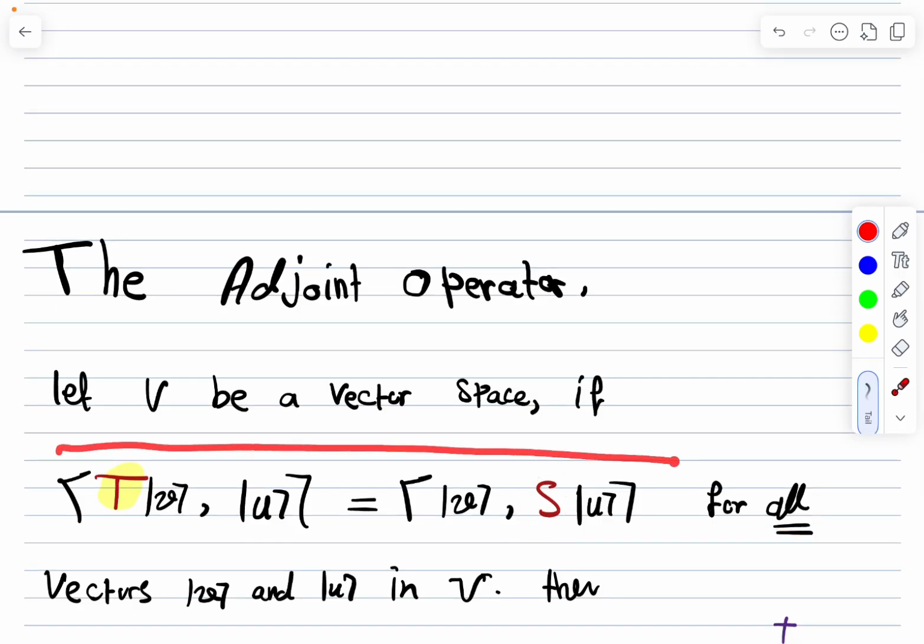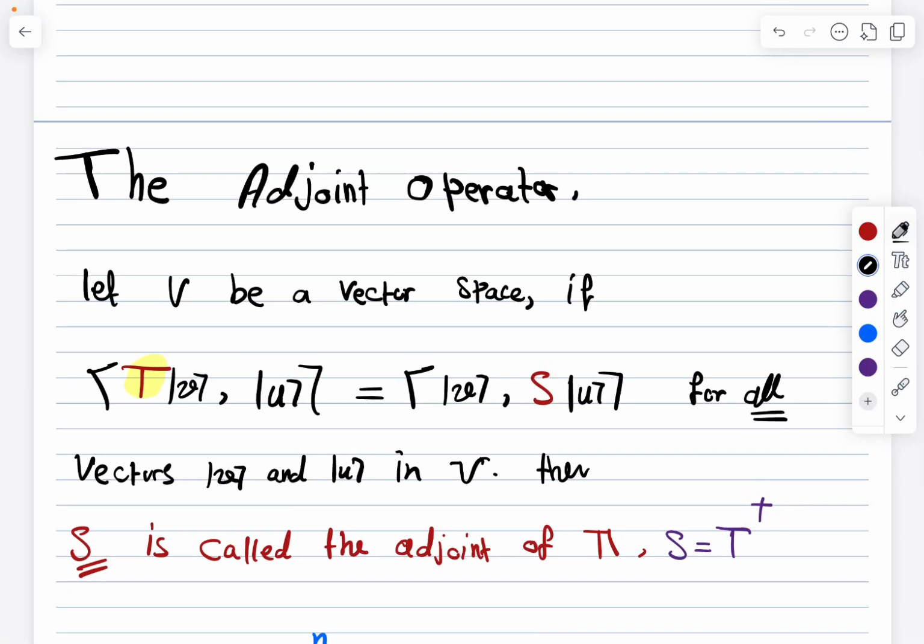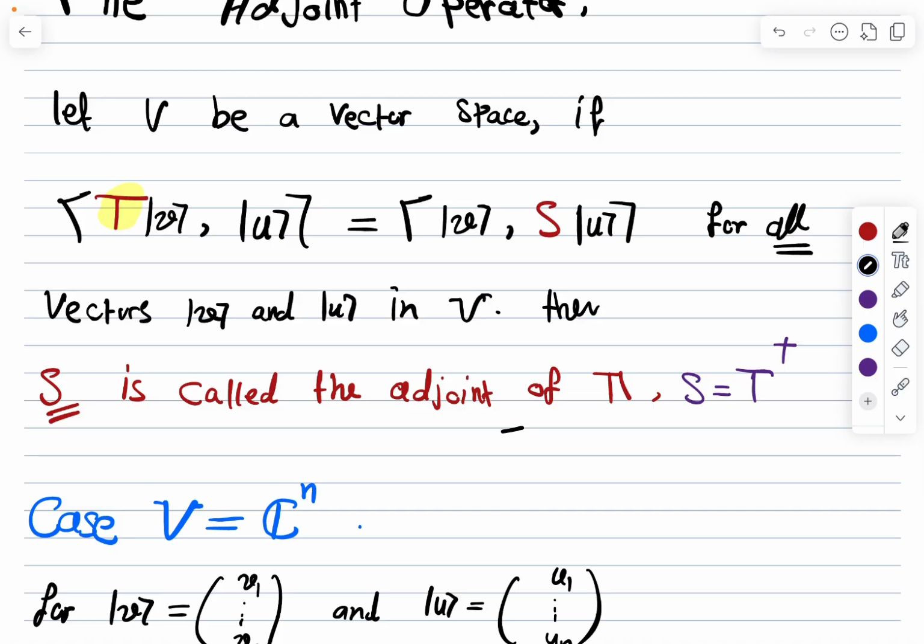So if we have this equality, that we can move the operator to the second element in the inner product, we call S the adjoint of T, and it is represented with the dagger. This is called the dagger. So we can rewrite it, if we want, with X and Y, like some textbooks do: T applied on X, inner product with Y, is equal to X, inner product with T dagger Y, and this is for all X and Y in my vector space. So this is the definition of the adjoint operator.